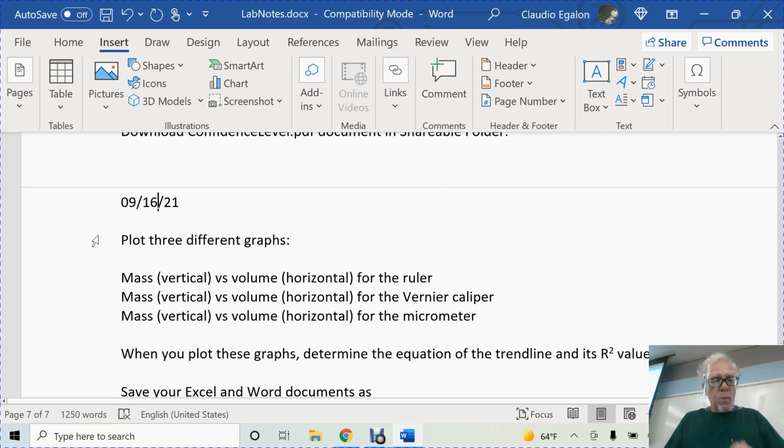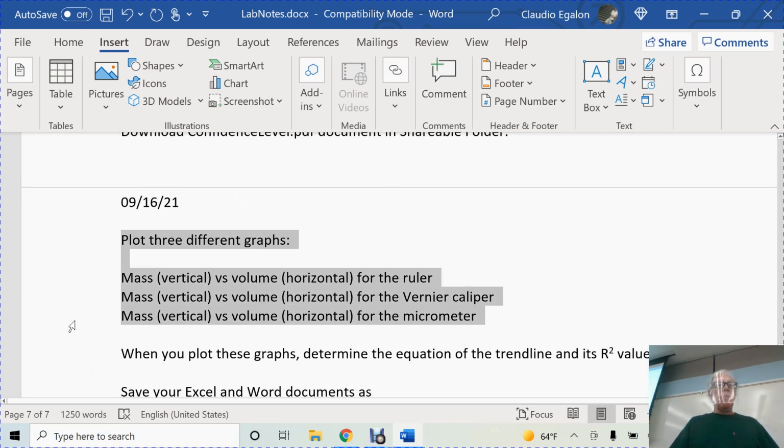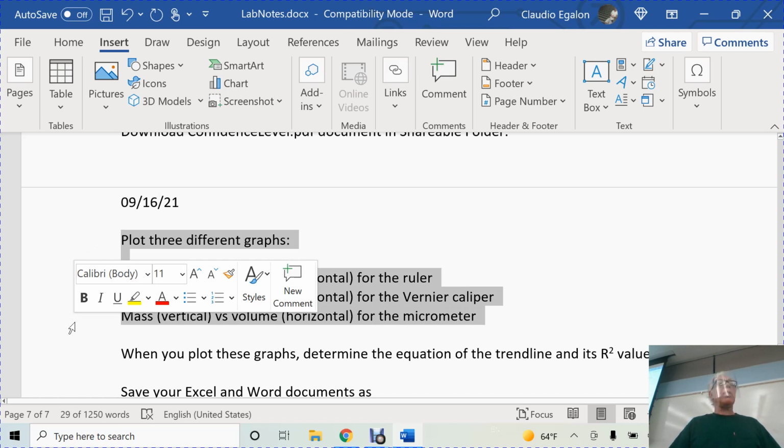Okay. So the first thing you gotta do is to plot 3 different graphs. Have you done that already? I don't hear anything. No? I've only plotted one. There was something about an equation, right? Something I didn't understand. Yeah, we're gonna get there. So let's plot those 3 graphs.